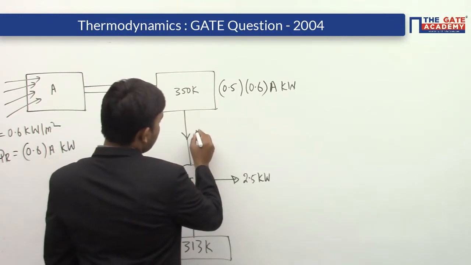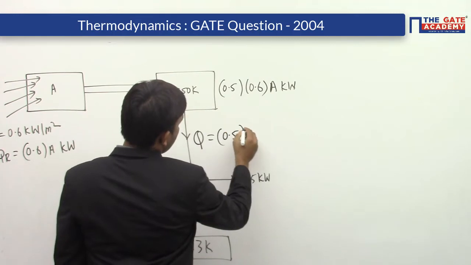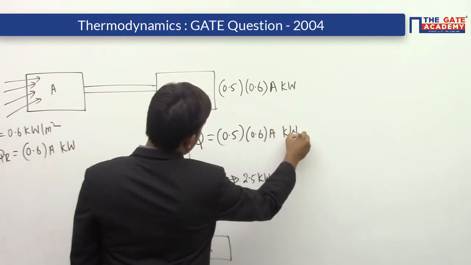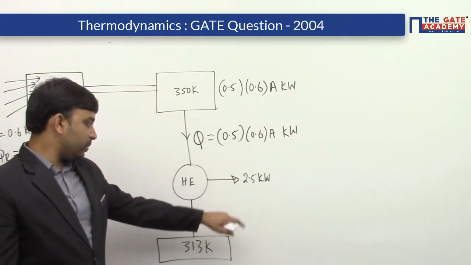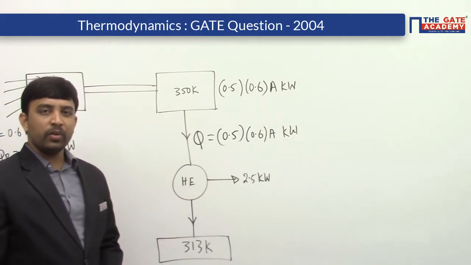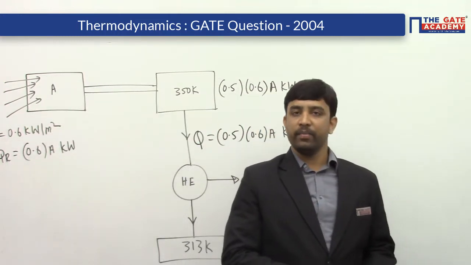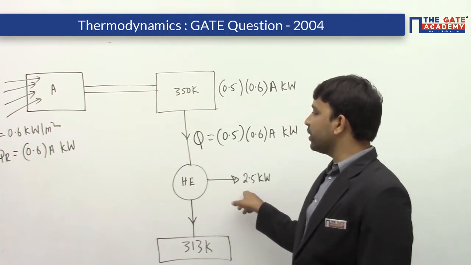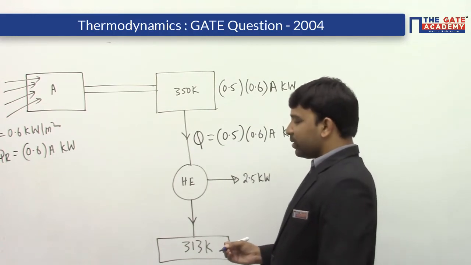The energy supplied to this particular heat engine is nothing but the energy received by the fluid, that is 0.5 into 0.6 into A kilowatts. So this is the energy supplied to the heat engine, and this is the power output. If you look at the question, he is asking what should be the minimum area of the solar collector so that I can get 2.5 kilowatt of work.